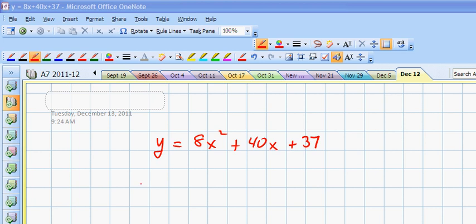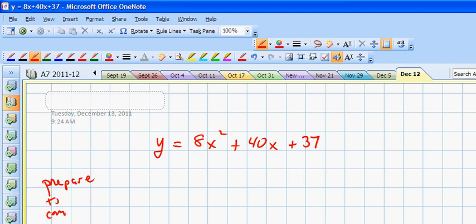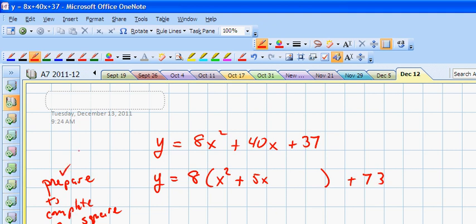So the first thing that we have to do is put x squared and 40x in parentheses and leave out the 37. Prepare to complete the square. So I get y equals 8 times the quantity x squared plus 5x, and then plus 37 outside. All right, 37, not 73. Oh, a little issue there. Yeah, 37.